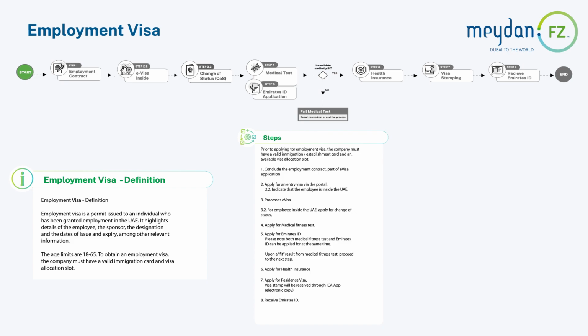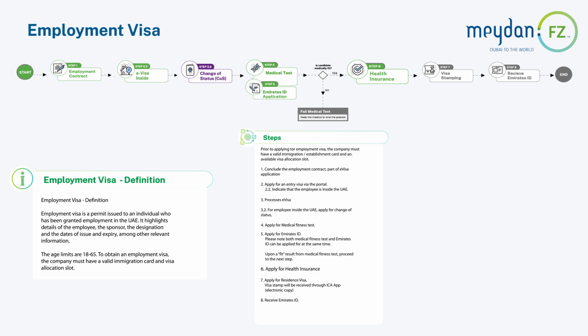Let's start with the process journey. Conclude the employment contract. Apply for an entry visa via the portal. Indicate the employee is outside the UAE. For employee outside the UAE, enter via a designated entry point, airport, seaport, or land border after applying for an entry permit. Apply for medical fitness test. Apply for Emirates ID. Upon a fit result from medical fitness test, proceed to the next step.